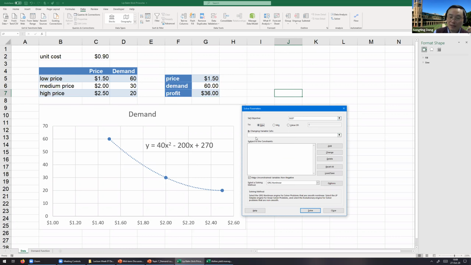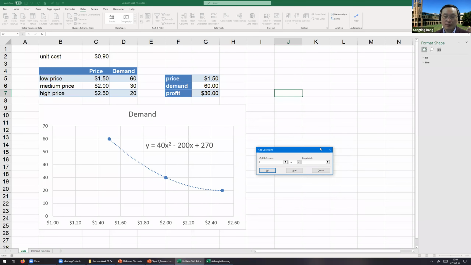How do I achieve maximized profit? I can change this price input. By changing this price input, I want to maximize the total profit, right? Then we can add some constraints. For example, this price must be positive.